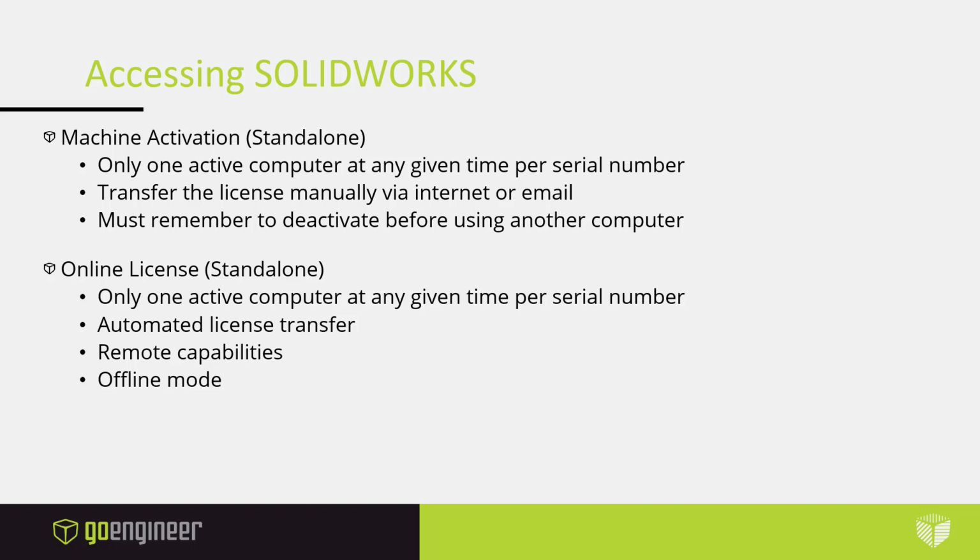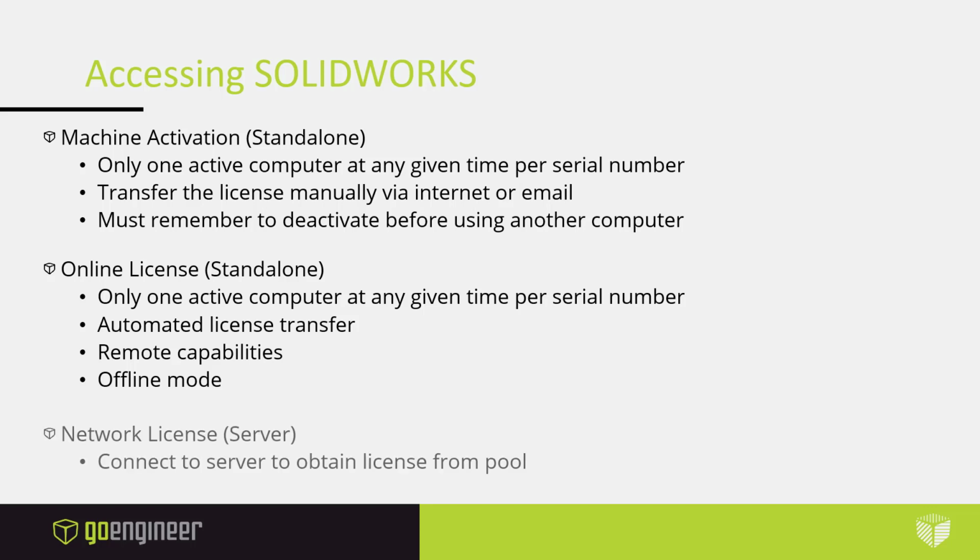I would recommend, if you have more than one computer, or if you have 2, 3, 4 computers that may be trying to use SOLIDWORKS with the same serial number, that you switch over to online license. That way it automatically deactivates and activates when you open and close the program. You can also take the license offline if you are on online license, so you don't need internet access. The key with the online license is that you do need internet access to be able to pull that serial number, pull that license.